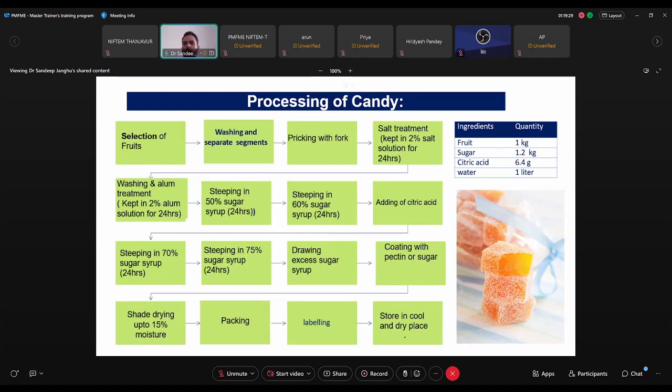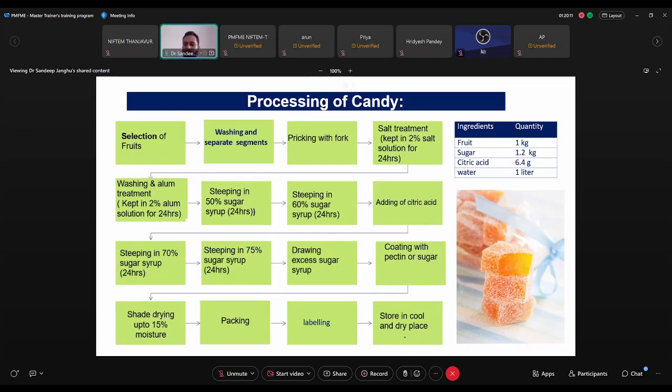Sometimes we use lukewarm water also, like the 2% salt solution of lukewarm water, for soaking in the salt treatment. After washing, we keep it in alum solution for another 24 hours. Again, after salt treatment, we give sugar treatment. The sugar treatment is done in 4 steps: from 50% sugar for 24 hours to 60%. In between, we can add citric acid, then 70% sugar for another 24 hours of solution soaking. Then again 75%.